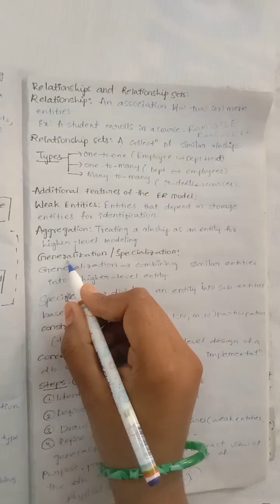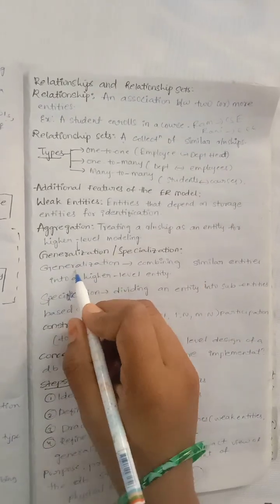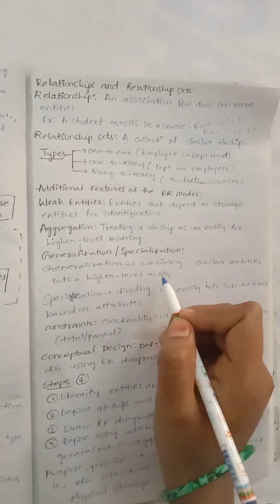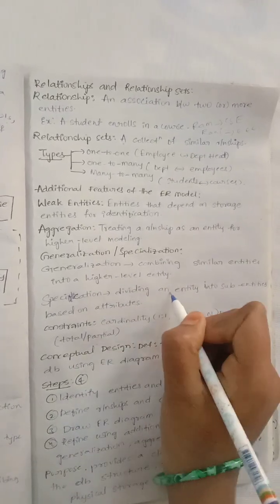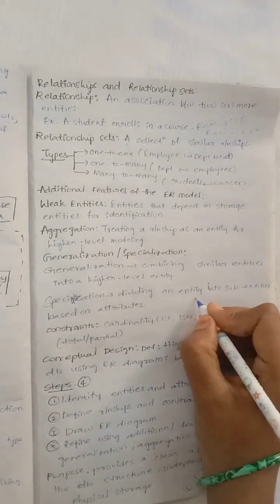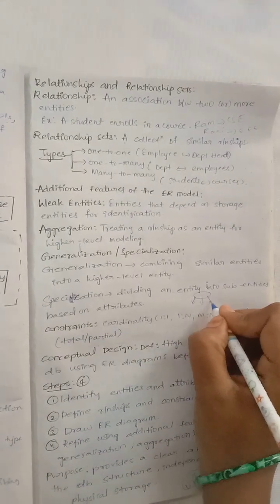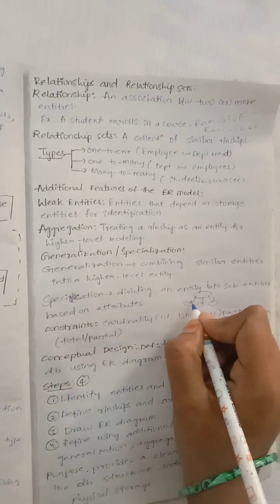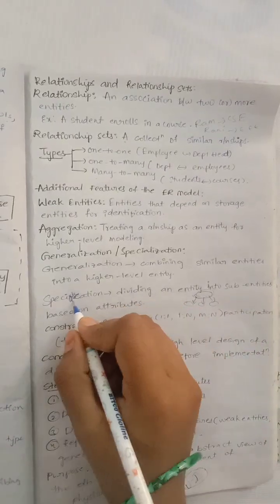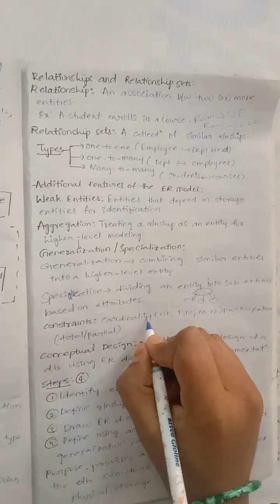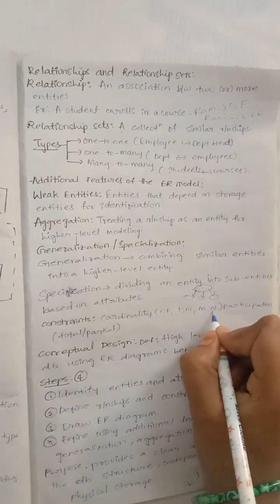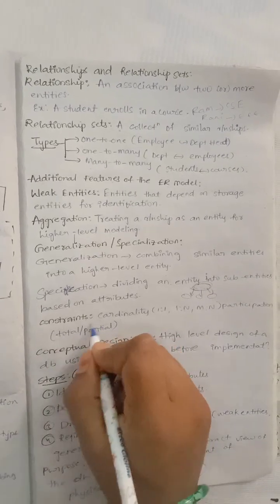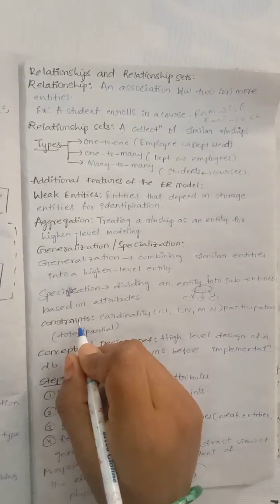Another concept is specialization and generalization. Generalization is a concept of combining similar entities into a higher level entity, and then dividing that higher level entity into sub entities. When the higher level entity is divided into sub entities, it is known as specialization. Constraints are the cardinality like 1 to 1, 1 to n, m to n. These are the three examples of cardinality. They may be partially included or totally included. Constraints are a set of rules.